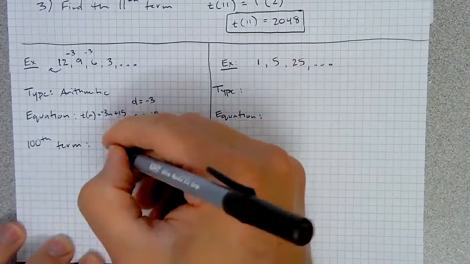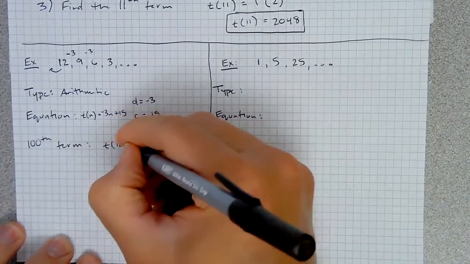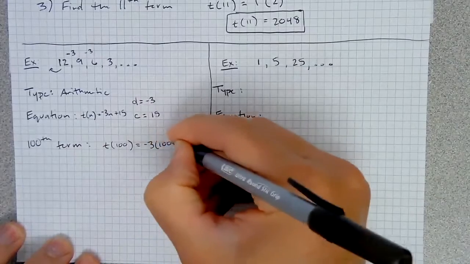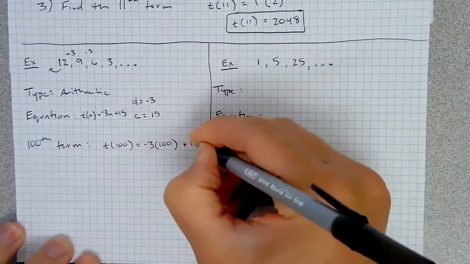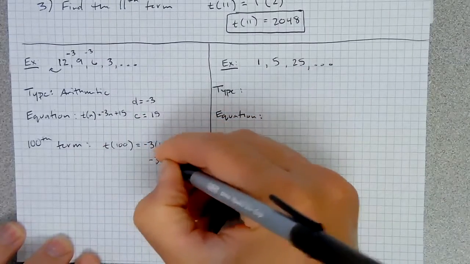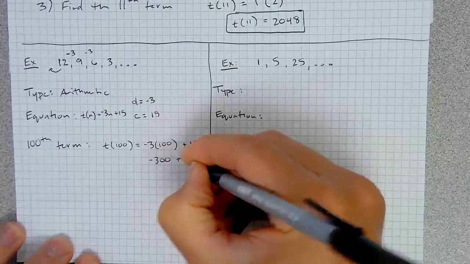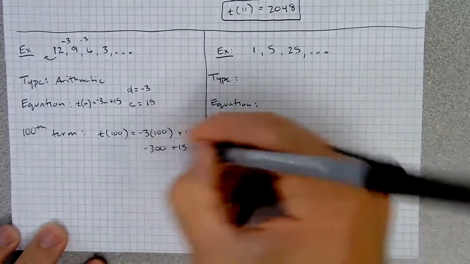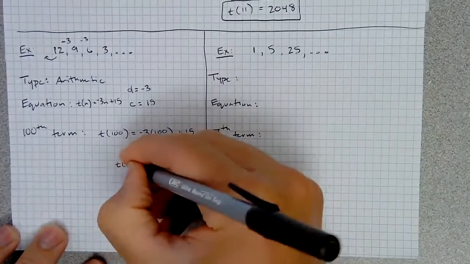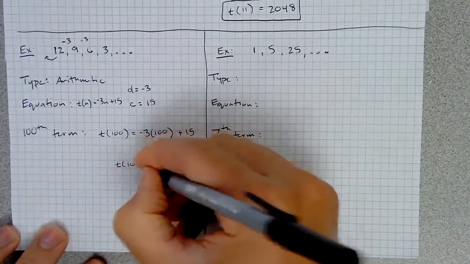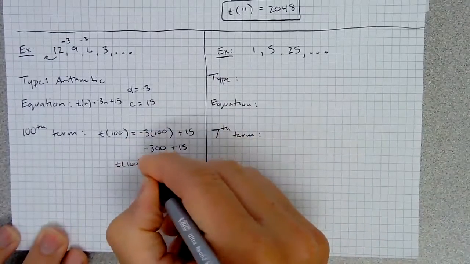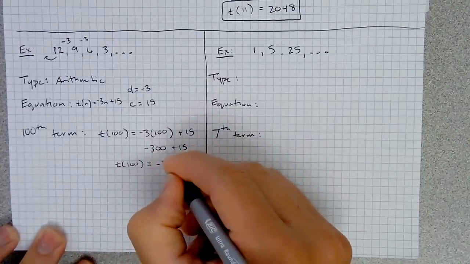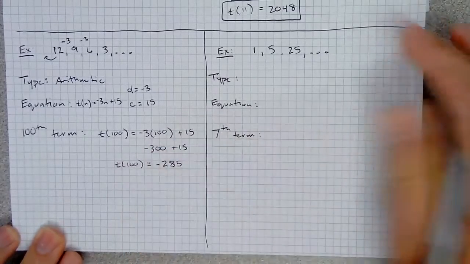To find the 100th term, T of 100 equals -3 times 100 plus 15. So we get -300 plus 15. So -300 plus 15 equals -285.